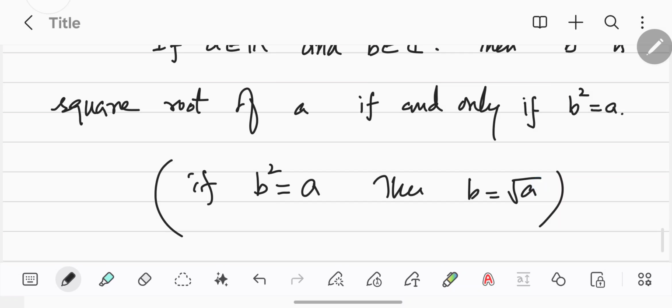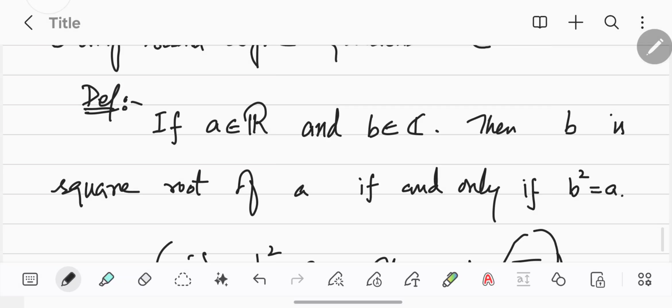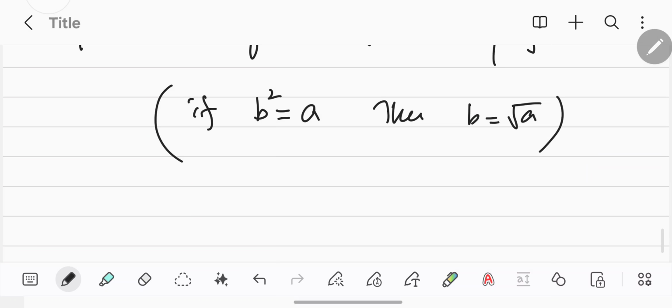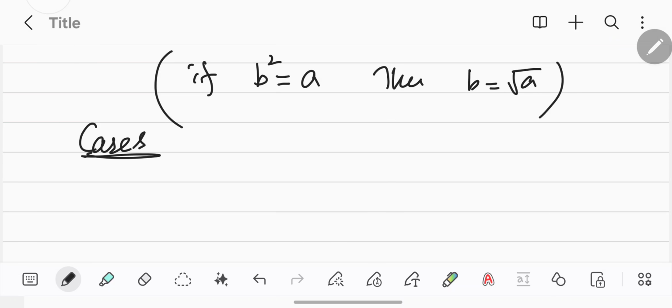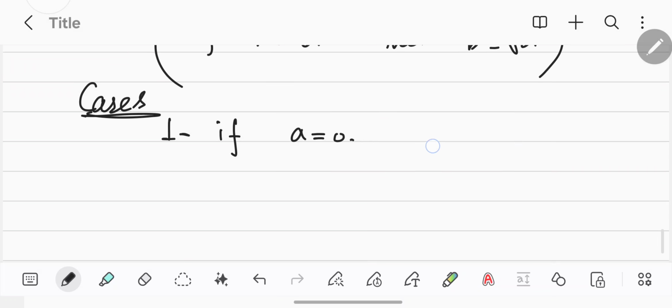So that means, in other words, we are taking the square roots of a, where a are real numbers. We have three different categories of real numbers. The first case is if a is equal to 0, then what is square root of a? Then square root of a is also 0. Square root of a is only one value. That means square root of a is equal to 0 is only one value.